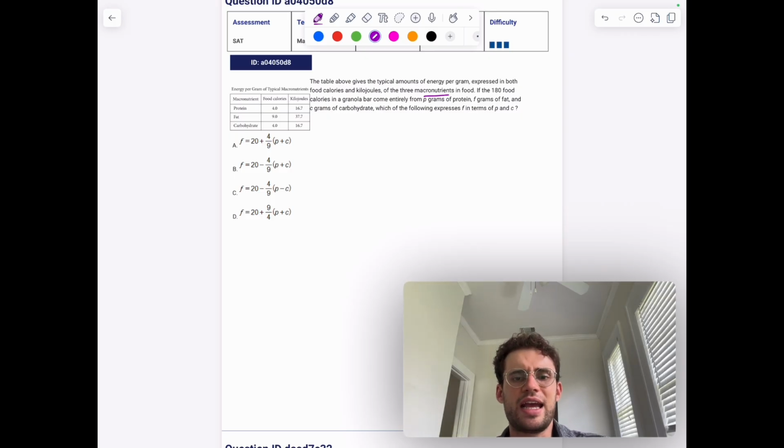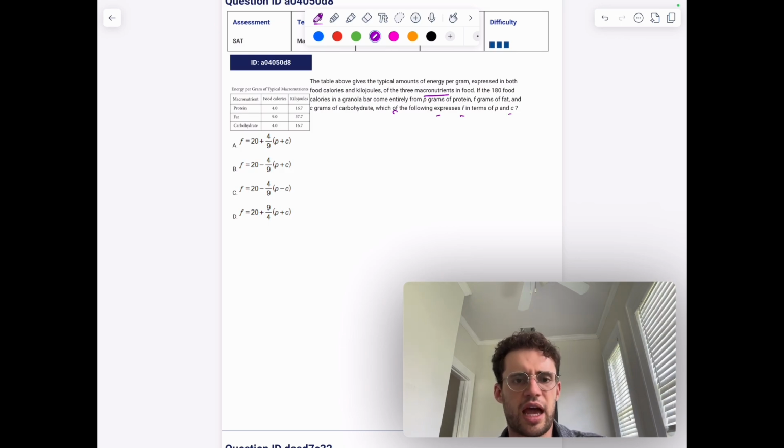If the 180 food calories in a granola bar come entirely from P grams of protein, F grams of fat, and C grams of carbohydrate, which of the following expresses F in terms of P and C? Maybe it's not true for all lipids, I don't know, but I've heard this 494 before. Anyway, which of the following expresses F in terms of P and C?